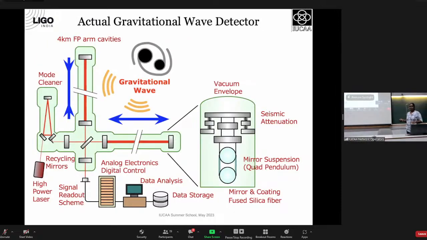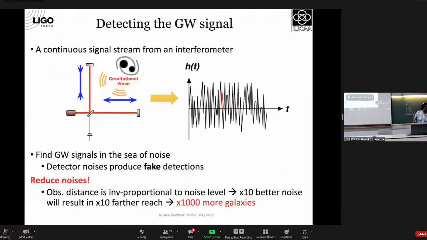So now we know what an actual gravitational wave detector looks like. We have a high power laser, we have mode cleaners, and then we have the arm cavities, signal recycling cavities, then we have the recycling mirrors, and we have the signal extraction stage, and each of these mirrors is actually a suspended system which has its own vacuum envelope, with seismic attenuation using HEPI. We have a suspension system, and then we have the 4 optics in here, which are all coated and polished, right? So now, how do we detect gravitational waves?